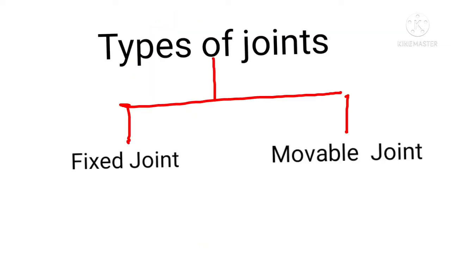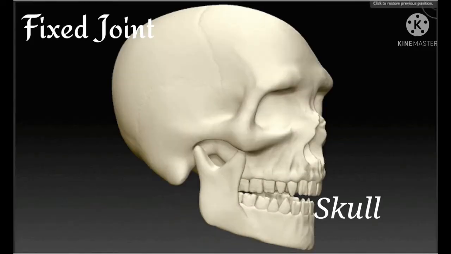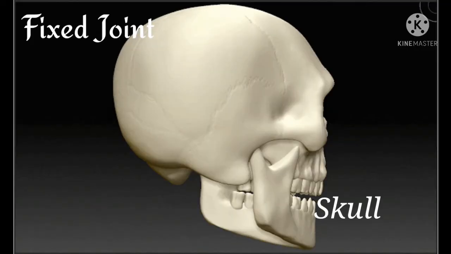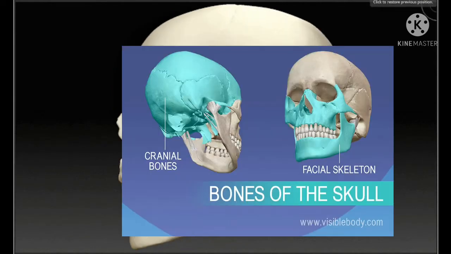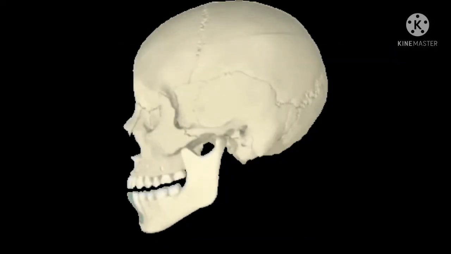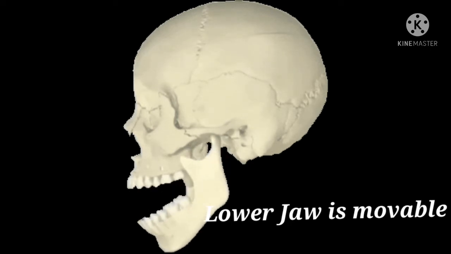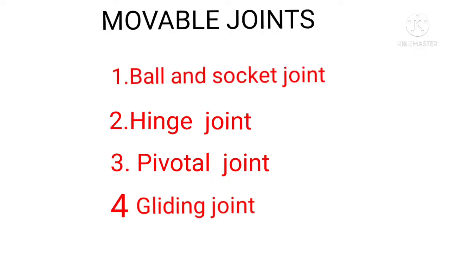Types of joints. There are two types of joints, fixed joint and movable joint. Fixed joint includes the skull. As we know, the skull is divided into two parts, cranium and facial. In the skull, all the bones are fixed, whereas only the lower jaw bone is movable. Movable joints. There are different types of movable joints: ball and socket joint, hinge joint, pivotal joint, and gliding joint.